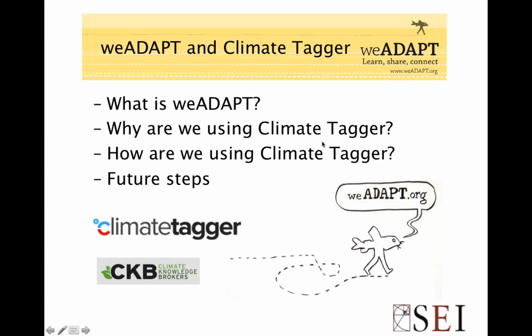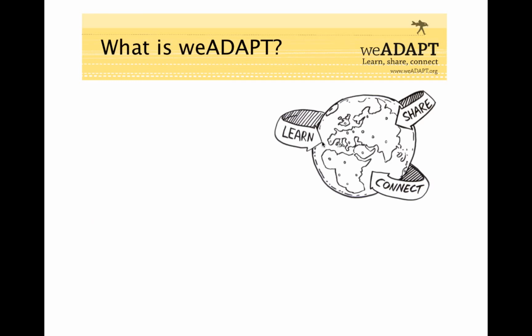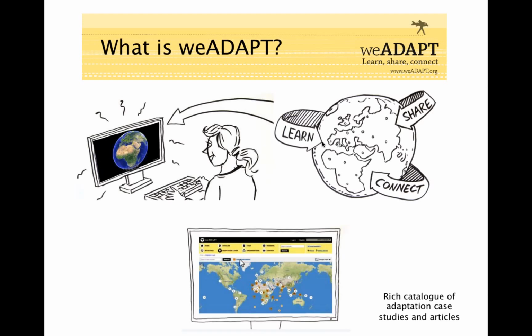So I'm just very quickly going to go over an example of how we are using Climate Tagger, why we think it's useful, and some future steps we're envisaging. And I think Florian's already gone over a lot of this in some detail. So very quickly, I'll just explain that weadapt is a collaborative platform on climate adaptation issues. The audience are researchers and practitioners and decision makers. And we have lots of user-generated, curated content on the platform, which is free and open access.